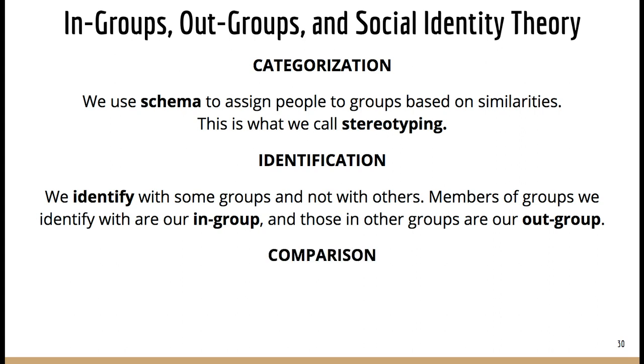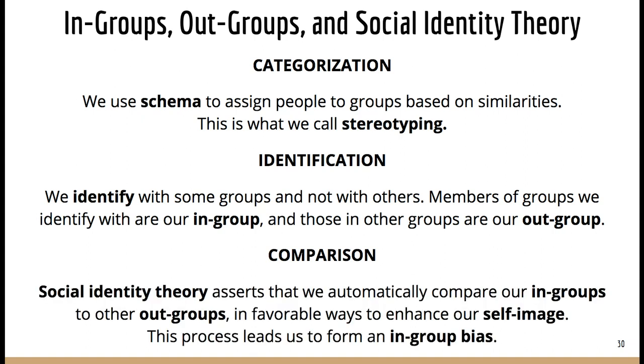And then the third stage of this process is comparison. Just like we do social comparison to learn about ourselves, we tend to do group comparison. And social identity theory says that we automatically compare our in groups to other out groups, and we do this in favorable ways that enhance our self image. There are some exceptions to this, but in general, we want to see ourselves in a positive light. So we also want to see the groups that we are part of in a positive light. Okay. And so just like we have a self-serving bias, we also tend to form an in-group bias.